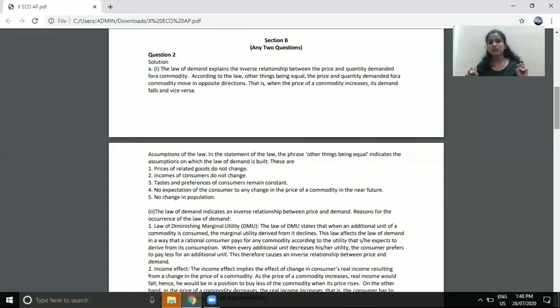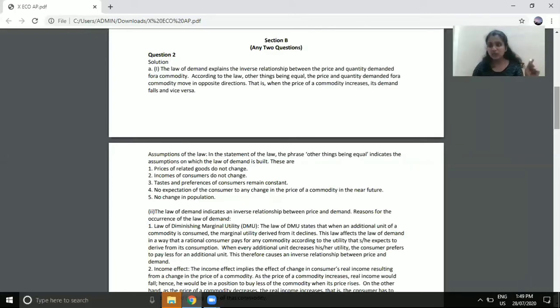Other things being equal, the demand of a commodity is inversely related to the price of a commodity. Which means that when the price of a commodity increases, its demand decreases, and when the price of a commodity decreases, its demand increases. So this is how you write your statement.